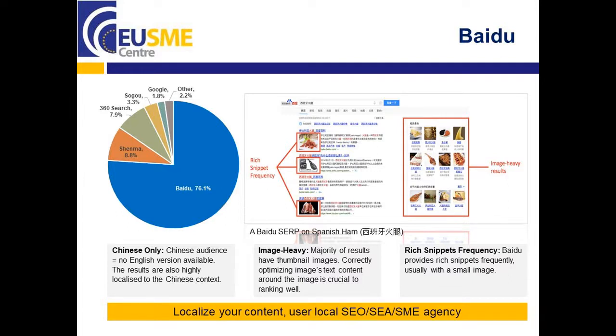And another point is that there's rich snippet frequency on Baidu. So you can see on the slide here that under the website they will have small images complementing the search results. So back to Bjorn's point on being very image heavy, yes, it is image heavy. Compared to Google, which is very neat and tidy, typical Chinese design tends to be quite chaotic. So the whole visual language and usability is different from what you have in the West.